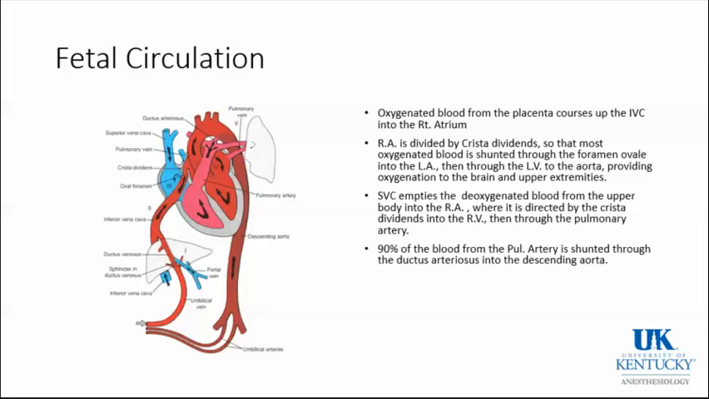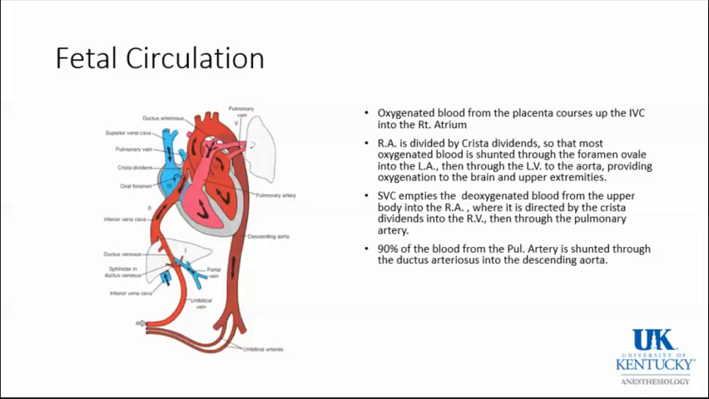A few words on fetal circulation. So in utero, there's oxygenated blood that comes from the placenta through the umbilical vein, goes through the IVC, the inferior vena cava, into the right atrium. In the right atrium, because of the presence of what's called the crista dividens, this blood that's oxygenated is shunted or made to flow through the foramen ovale into the left atrium to the left ventricle, and then the aorta.